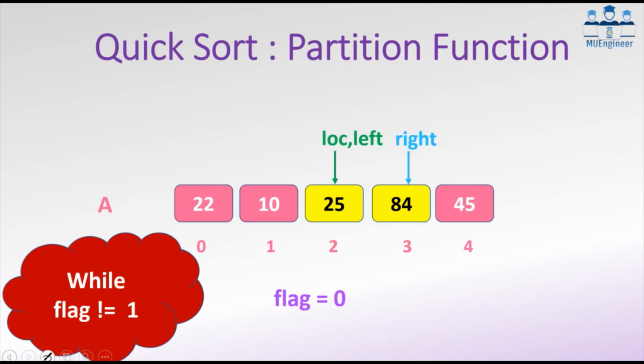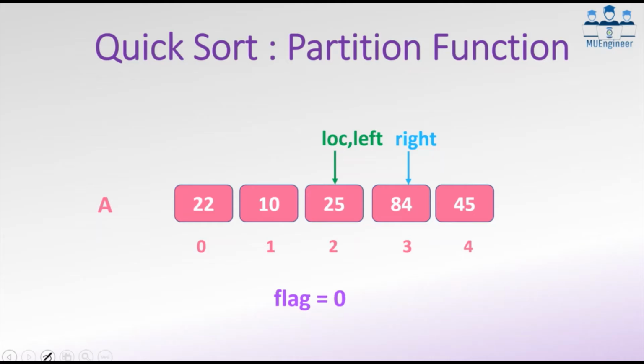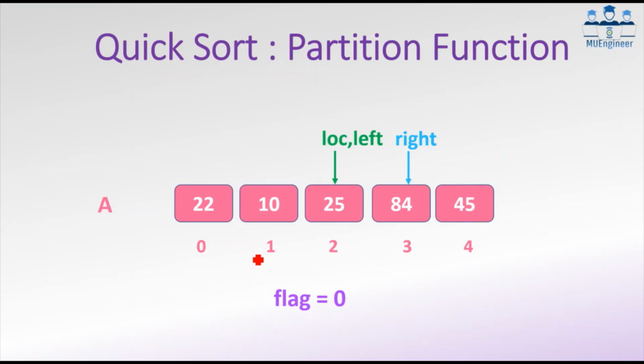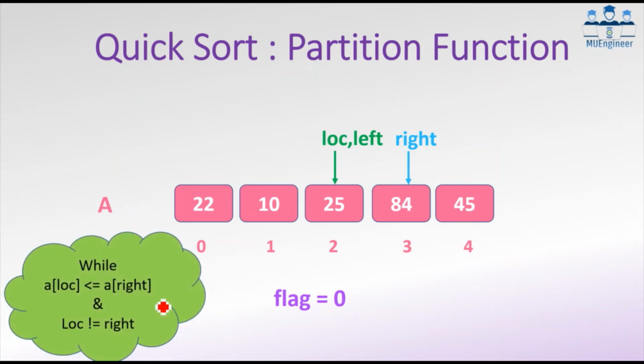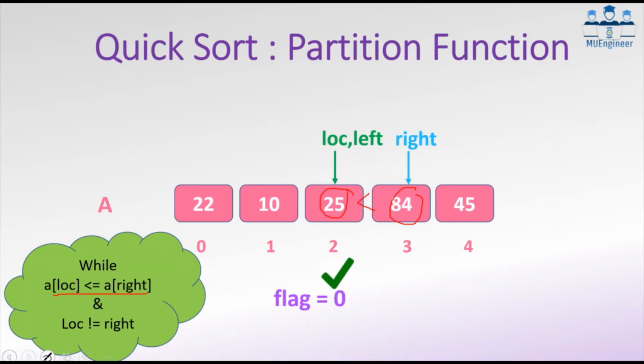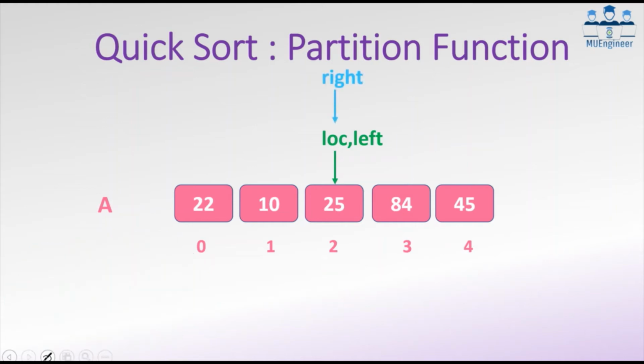So here flag was not 1, that's why I entered the main while loop. Now inside the main while loop, I am at this condition: while A of location is less than or equal to A of right. So is A of location less than A of right? That means is this value less than A of right? Yes. If it is yes, then good. We have to decrement right by 1. So my right is now pointing to the same place where location and left are pointing.